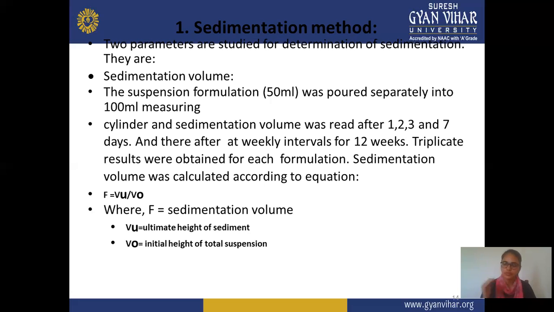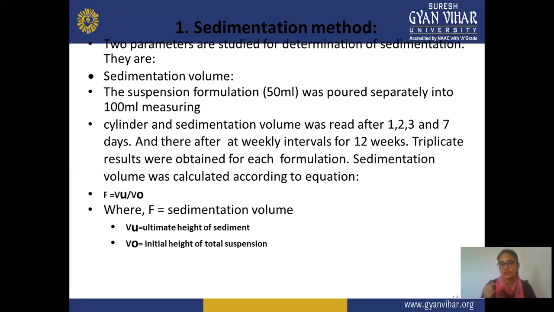You just leave the measuring cylinder and record the readings for the sedimentation rate of your suspension every day, day 1, 2, 3, 4, like for 7 days. And after 7 days, you change the time interval to measure every week. You check how much particle has settled down in the measuring cylinder every week. And these readings are observed up to 12 weeks. And triplicate results were obtained for each formulation.